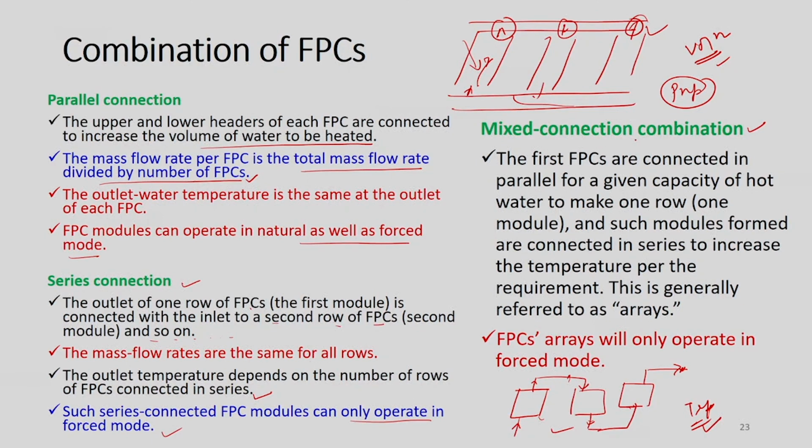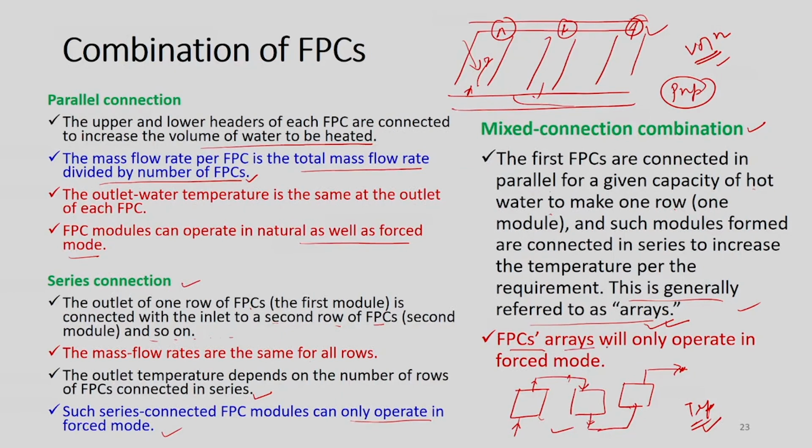And of course, we will have some other configurations like mixed connection combination. The FPCs are first connected in parallel for a given capacity of the hot water to make one row, and such modules formed are connected in series to increase the temperature as per the requirement. This is generally referred to as arrays. We know the arrays for PV systems, and we can also define similar kind of configurations in the case of flat plate collectors. These FPC arrays will only operate in the forced mode. We need to apply some kind of active devices.